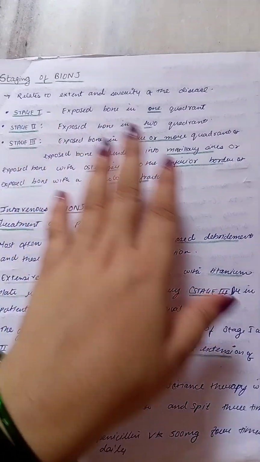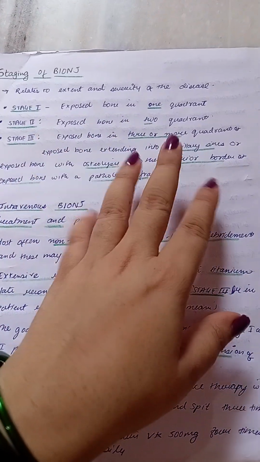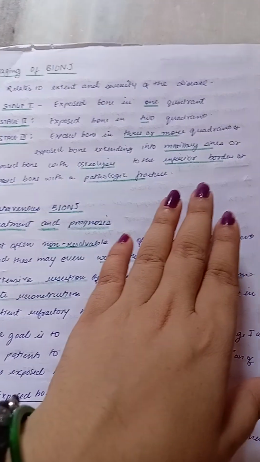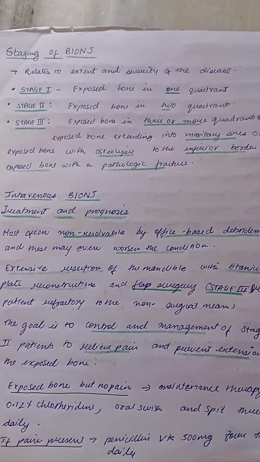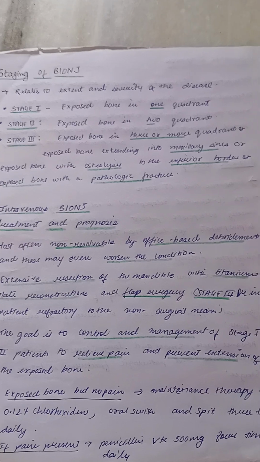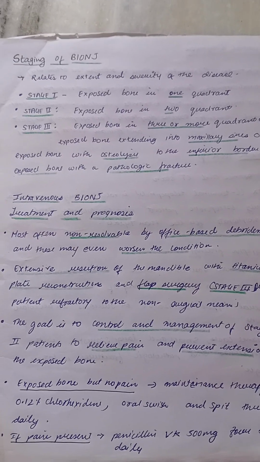So stage 1 will be involving one quadrant, stage 2 will be involving two quadrants, stage 3 will be involving three or more quadrants and will extend either to the maxillary sinus or will show osteolysis of the inferior border, or there will be a pathologic fracture.